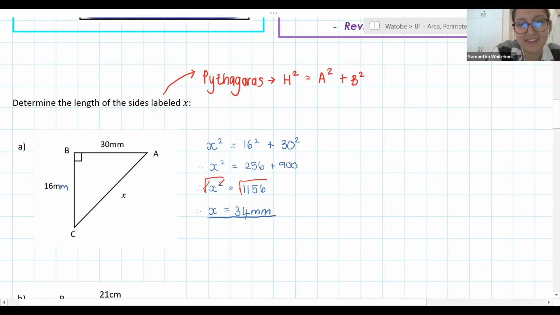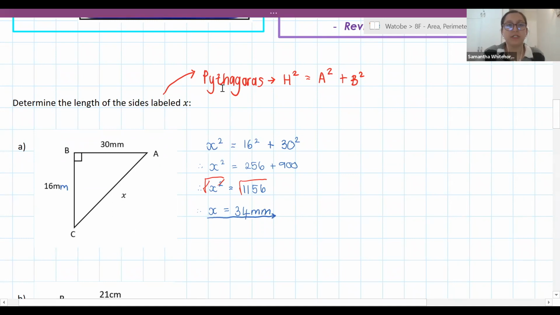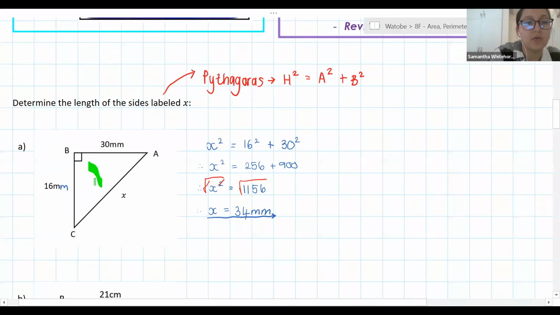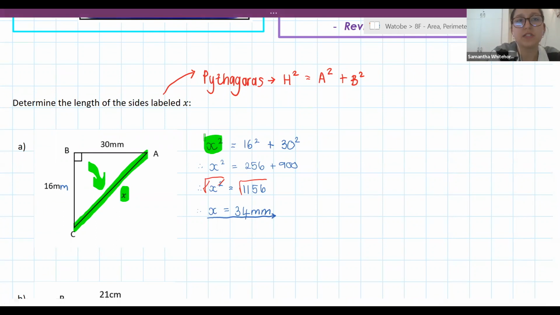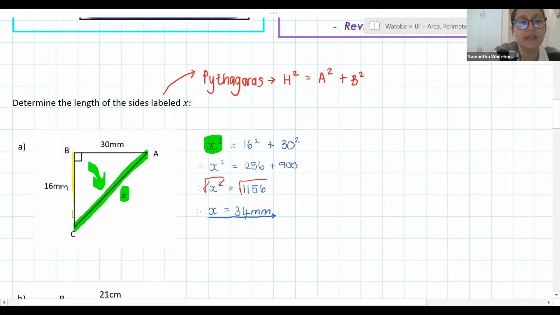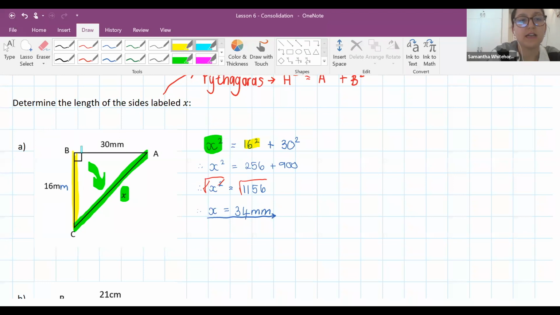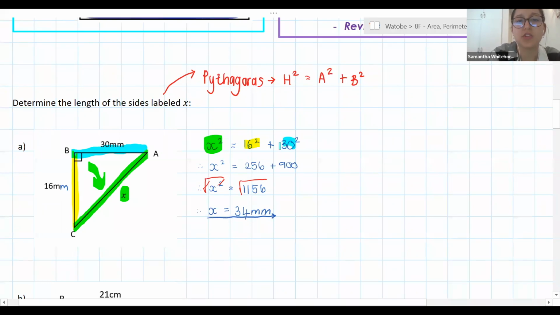Thank you, ma'am. Excellent. Okay, so guys, that is essentially how we do Pythagoras. We used our theorem that said the hypotenuse squared. As a reminder, the hypotenuse is always opposite your right angle, so this side AC is your hypotenuse, that was the x side. The hypotenuse squared is equal to the sum of the squares of the two other sides. My two other sides are BC, which is the 16 squared, and the side AB, which was the 30 squared.